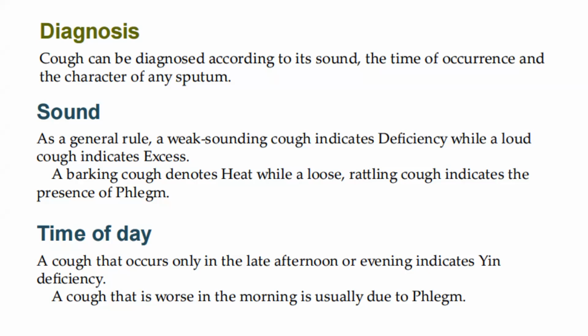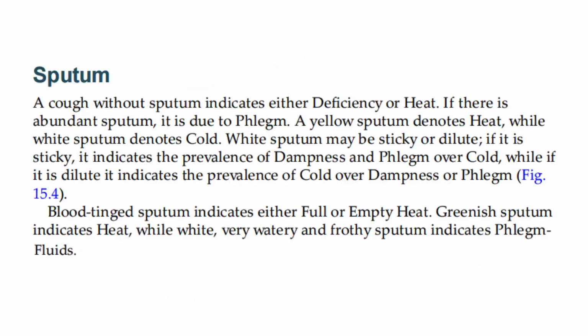A cough that is worse in the morning is usually due to phlegm. A cough without sputum indicates either deficiency or heat. If there is abundant sputum, it is due to phlegm. A yellow sputum denotes heat, while white sputum denotes cold. White sputum may be sticky or dilute. If it is sticky, it indicates the prevalence of dampness and phlegm over cold, while if it is dilute, it indicates the prevalence of cold over dampness or phlegm.